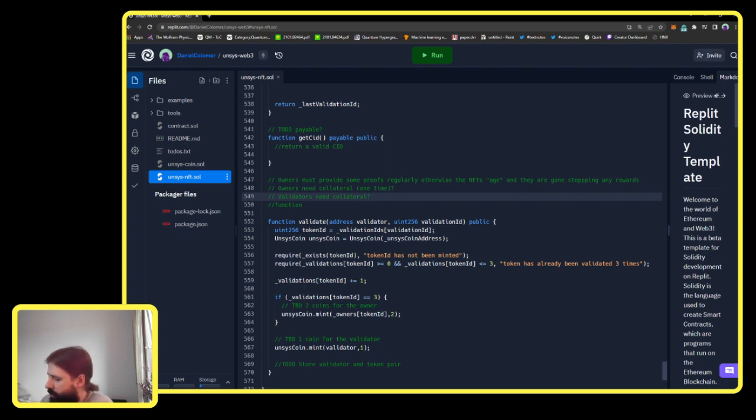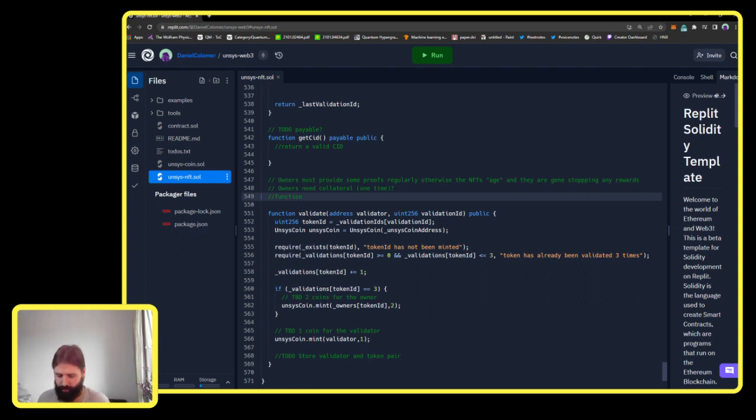Validators probably don't need collateral, because you already have to pay to validate. You validate because you want the one-time rewards. The thing is, you don't have an incentive to fake validation, right? Because essentially you do, because validation requires some effort. You have to take a look at maybe the video.